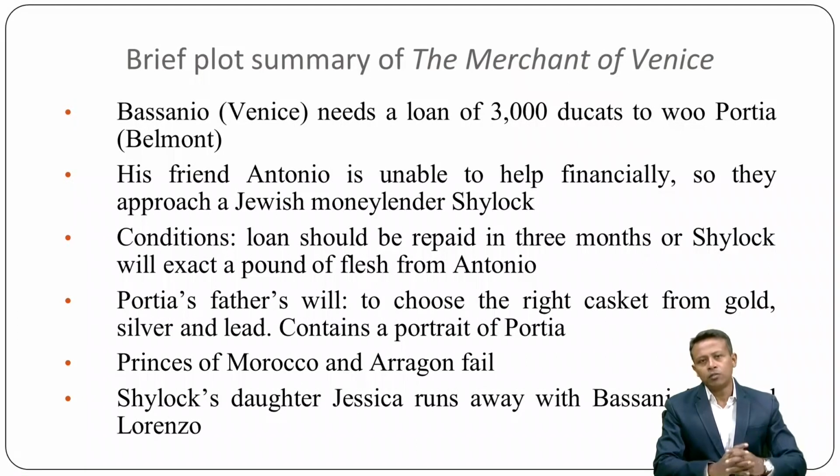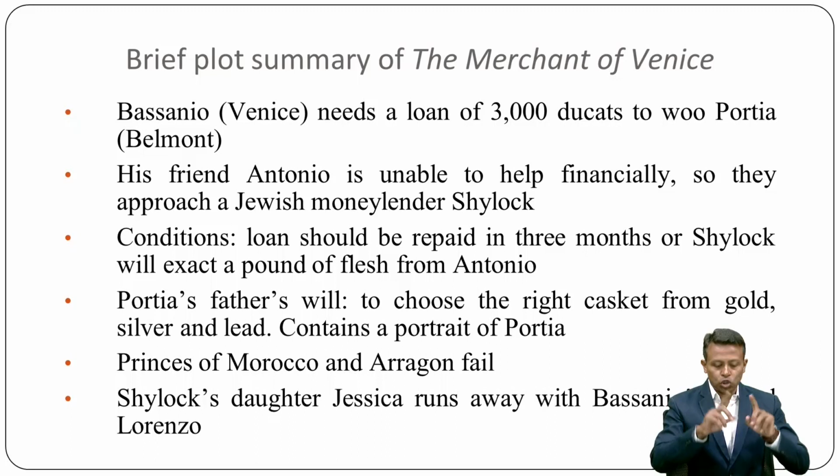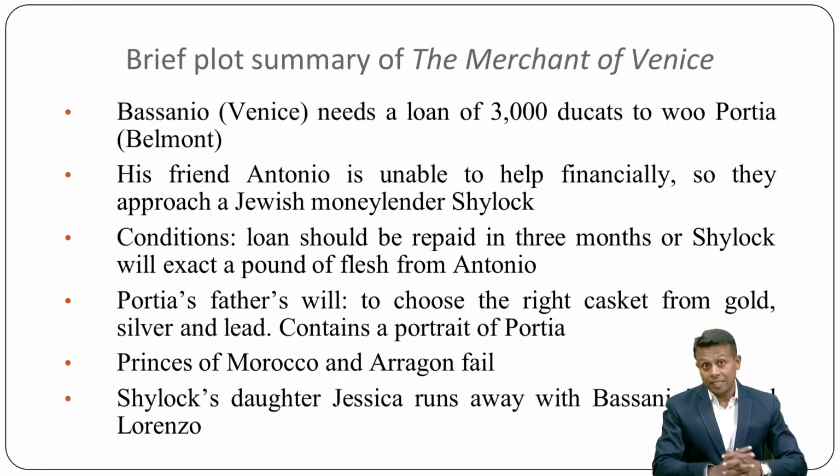And according to the will, he decided that anyone who wants to marry Portia has to select the correct casket, the right casket, out of 3 caskets. One of the caskets is of gold, the other is silver, and the other is lead. One of the caskets contains the portrait, the photo of Portia. So any suitor who opens the correct casket can get to marry Portia.